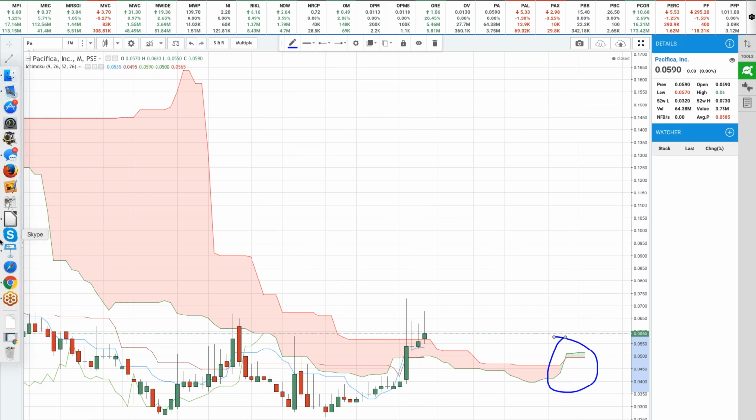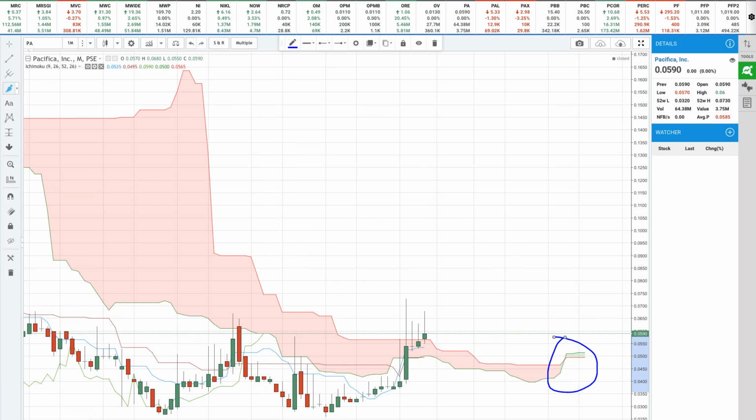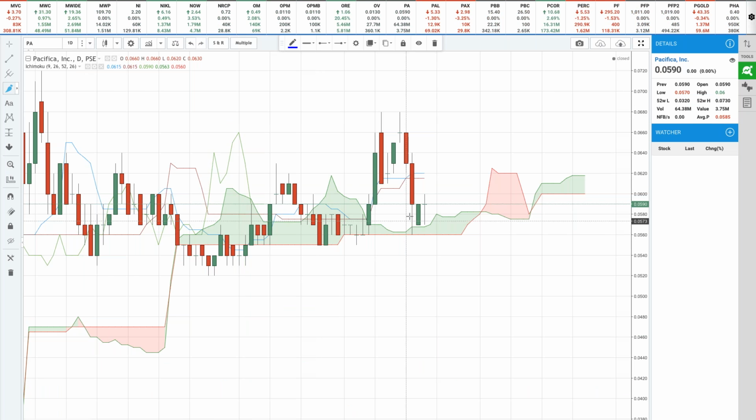It is bearish on the daily chart. I'll show you. Because it is below the Kijun-sen and Tenkan-sen. However, it is above the Kumo. So there's no momentum for Pacifica just yet. But the trend is still bullish because it is above the Kumo support line. And we have a Kumo twist right here.